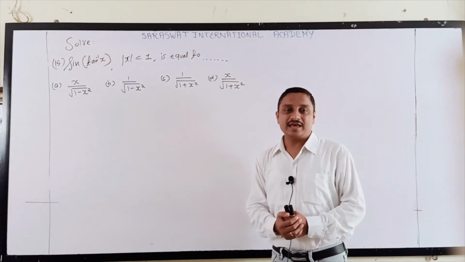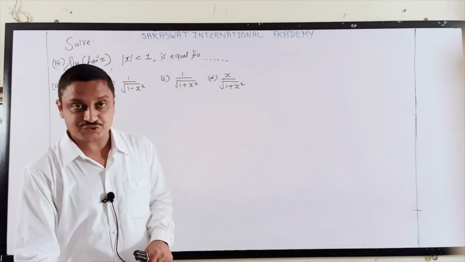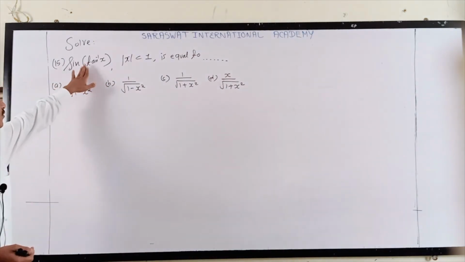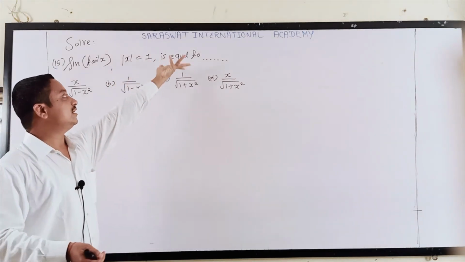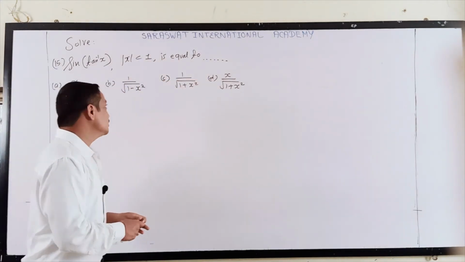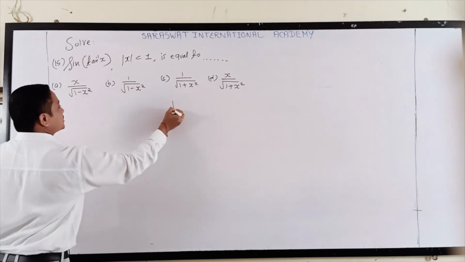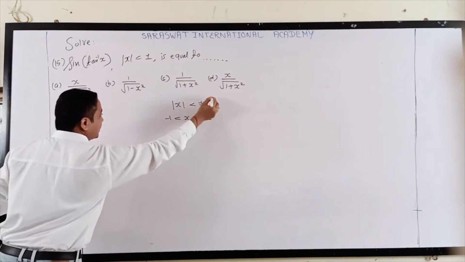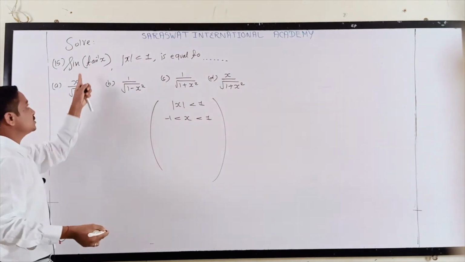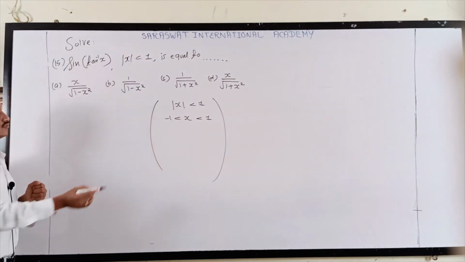We are going now, students, to an MCQ at LCM level. Sine of tan inverse x, with the condition modulus x less than 1. Find the simplification. So students, first of all, see the conditions. My condition is from minus 1 to 1, and I utilize that condition in this solution.